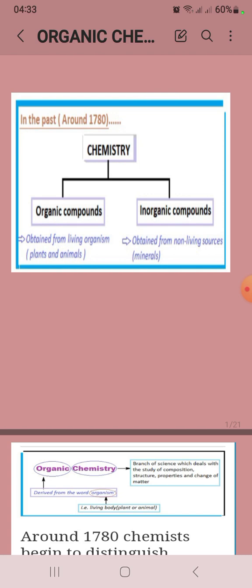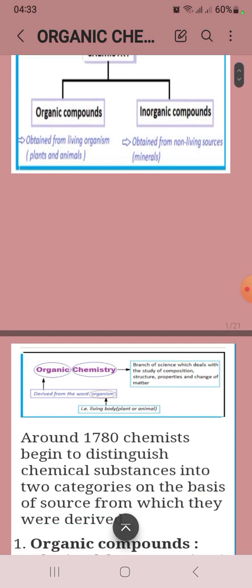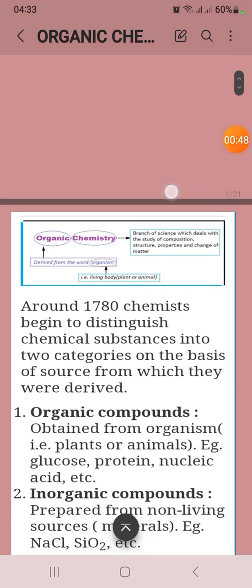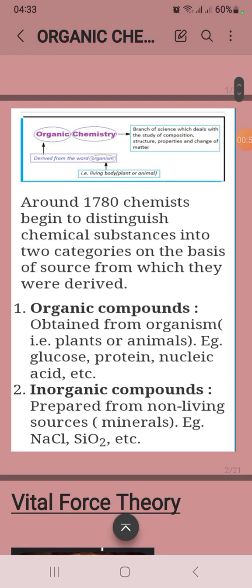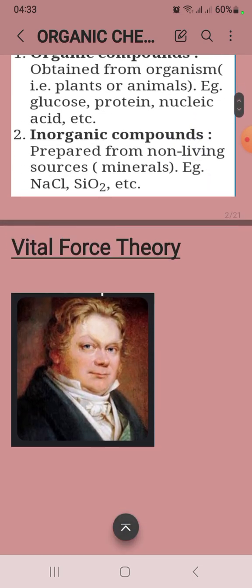In the past, it was thought that chemistry belongs to two kinds of different compounds. One kind was organic compounds that were obtained from living organisms like plants and animals, and the other type was inorganic compounds that were obtained from non-living sources like minerals. So, organic chemistry was referred to as the chemistry of the compounds obtained from living organisms, like glucose, proteins, nucleic acid, and other compounds. Initially, organic chemistry was not that much developed.